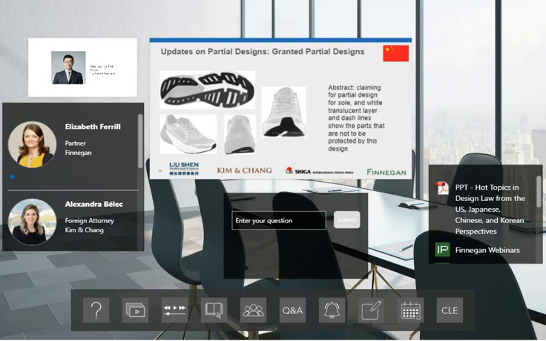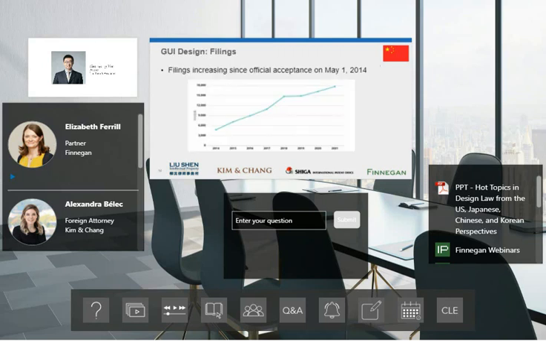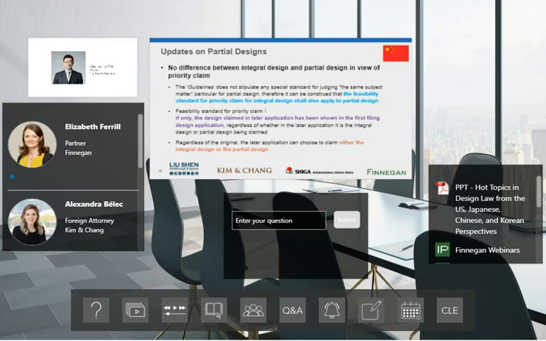And we can also see here the priority claim. So it is the same with the original, which we call entire or integral design. So the draft guideline does not stipulate any special standard for such partial design. And so that is the partial design part.